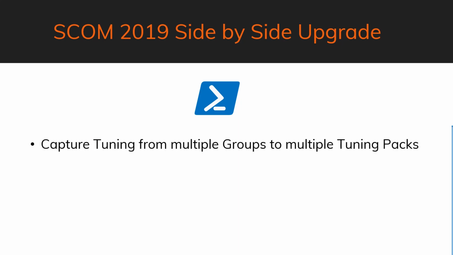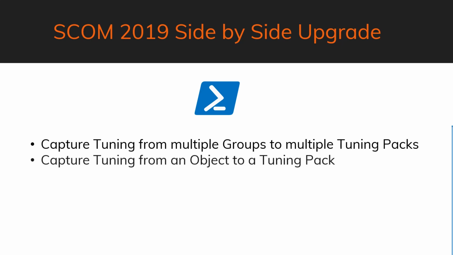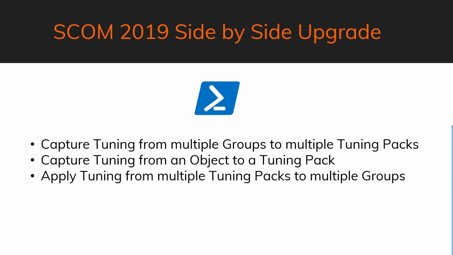Taking a step back from the scenario for a second, when we're talking about this in PowerShell terms with EasyTune and EasyTune Pro, what this really means is we're going to capture a bunch of tuning packs from 2 groups, groups 1 and group 3. We're going to capture tuning from a specific object and capture that as a tuning pack. And then we're going to tune our new SCOM group from these tuning packs we've captured. And that's what we're going to do.